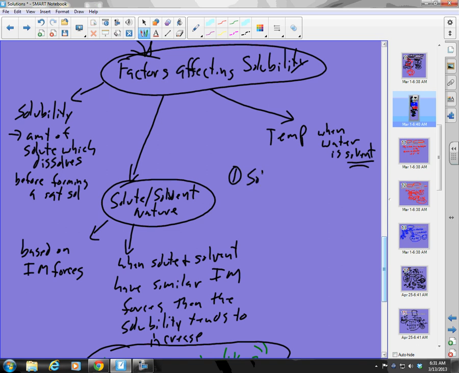The solubility of solids and liquids in water increases with increasing temp. So as my temperature increases, the solubility of my solids and liquids in water increases. Good.